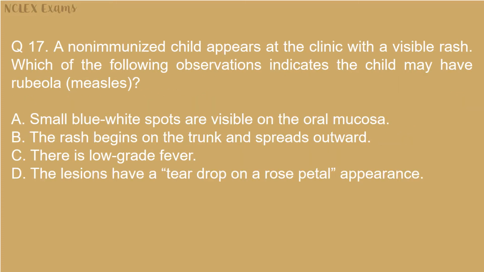Question 17. A non-immunized child appears at the clinic with a visible rash. Which of the following observations indicates the child may have rubeola measles? A. Small blue-white spots are visible on the oral mucosa. B. The rash begins on the trunk and spreads outward. C. There is low-grade fever. D. The lesions have a teardrop on a rose petal appearance.